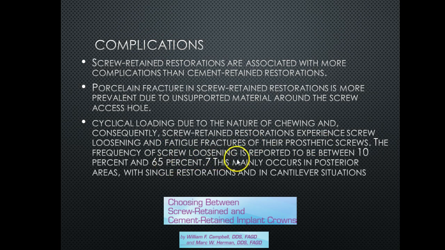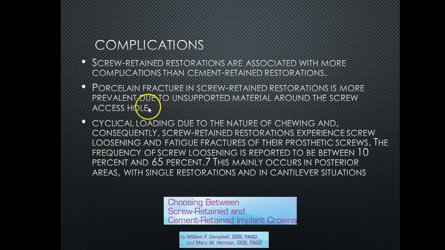The frequency of screw loosening is reported to be between 10 and 65%. This mainly occurs in the posterior area, which makes sense because that's where the strongest occlusal forces are, and can also be seen in single restorations and cantilevers. But again, if it is just screw loosening, at least we know we can retrieve it, open it up, and tighten it up. The other complication is porcelain fracture, which in screw-retained restorations is more prevalent due to the unsupported material around the screw access hole, which also makes sense.